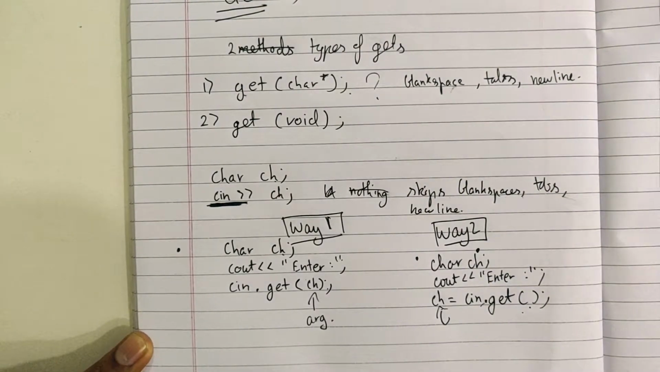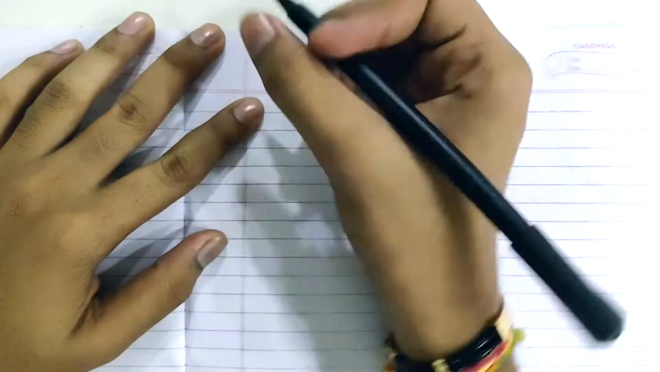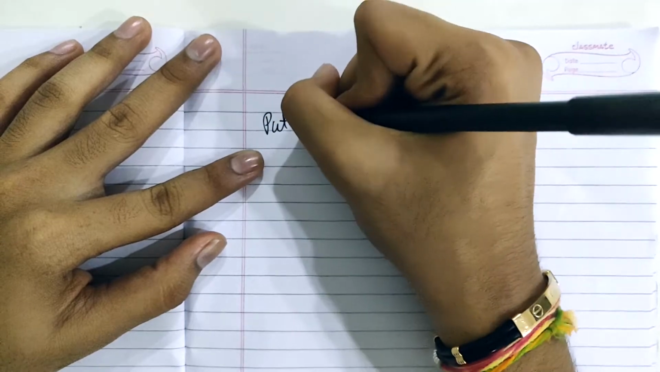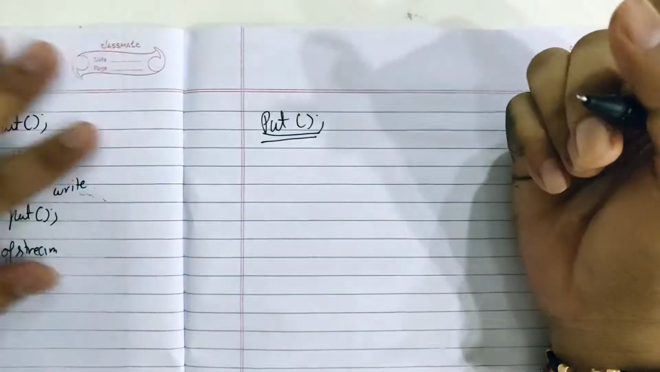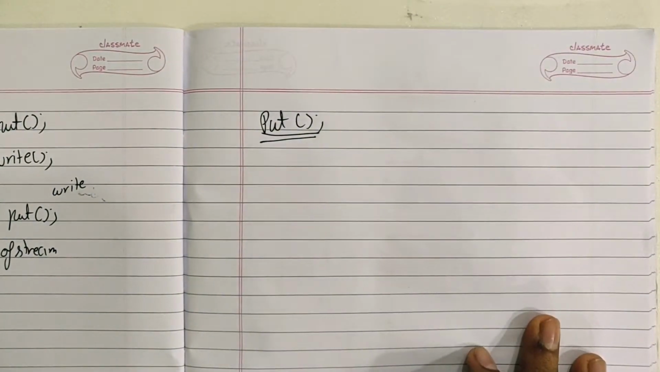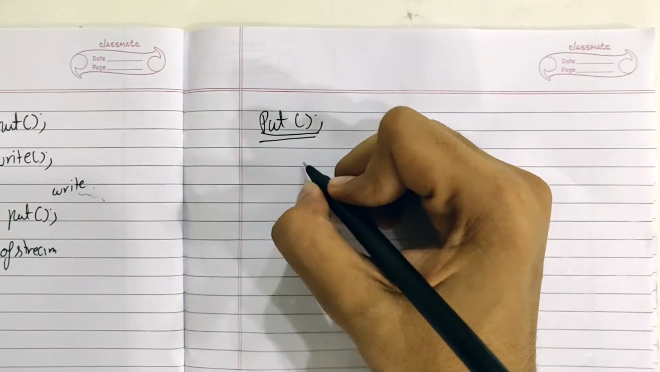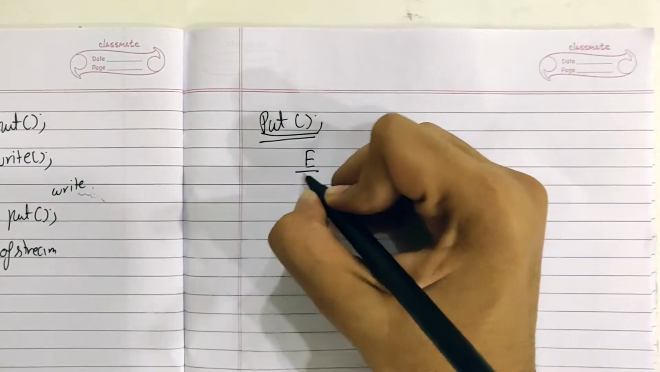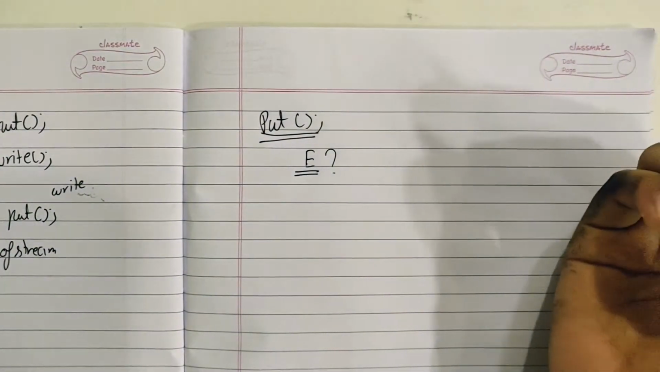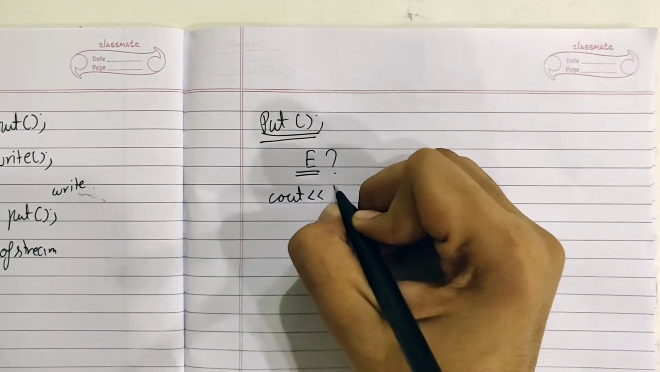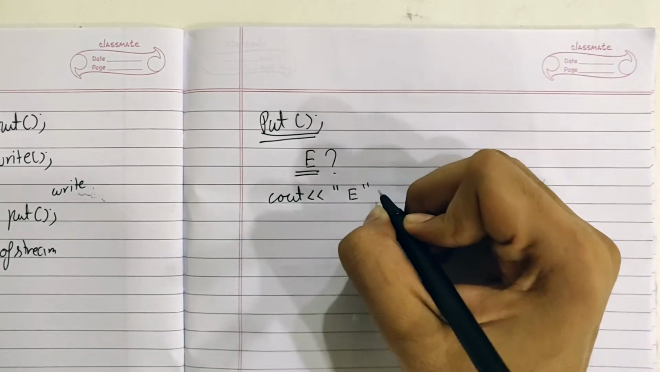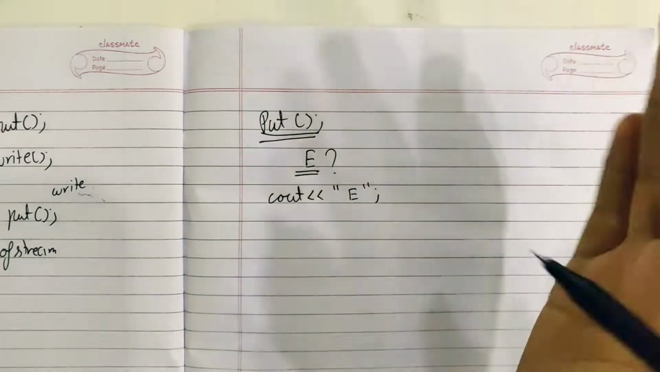Now let's understand how to use put. These are small topics actually, so let's just go quickly. I want this video to be short because other videos are way too lengthy. So let's say you want to print the letter E. How do you do it normally? We write cout and we write E. Done. That's it. That is how we do it normally.